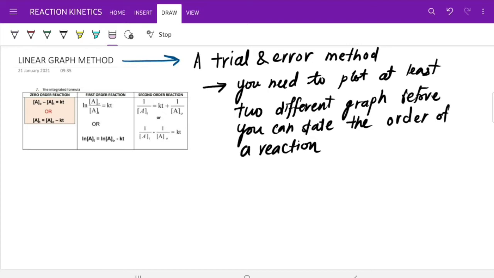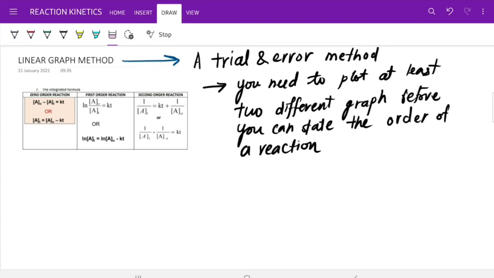Okay, so I'm going to talk about how to determine your order of reaction by using graph. Previously in my previous video, I already talked to you about the initial rate method, which is a calculation method to determine the order of reaction. So I gave you a few examples in the notes as well as in the video to guide you as well as to make you practice on how to determine the order of reaction by using that method.